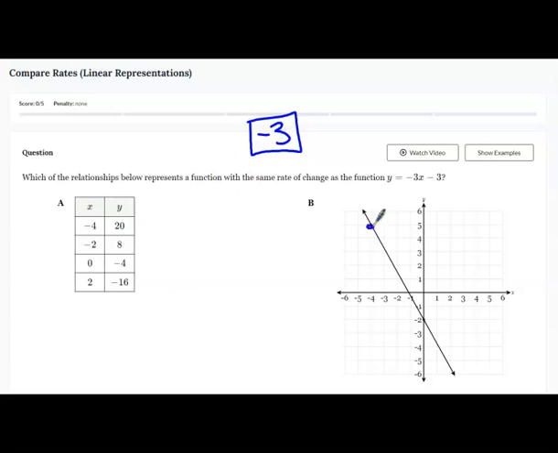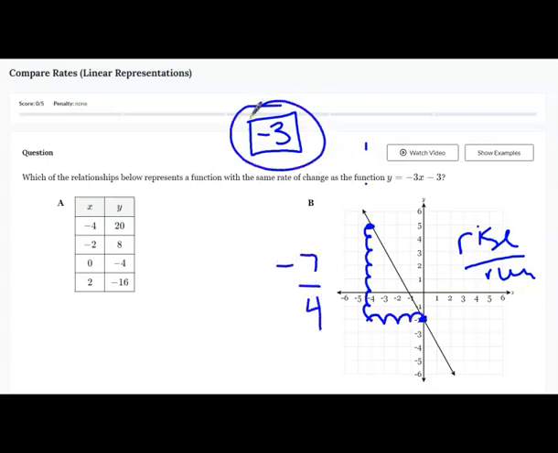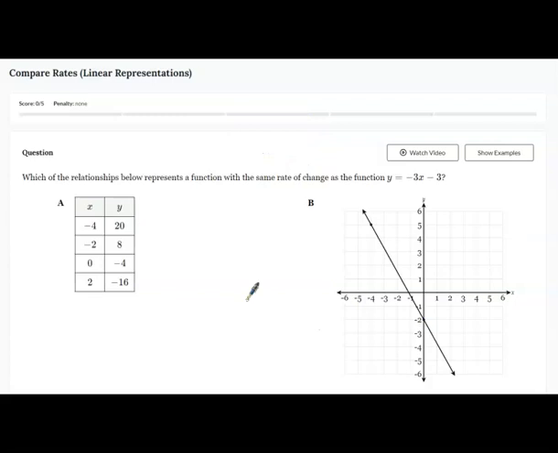So let's take a look here at our 2 points. We're going to count the rise and the run. And I go down 1, 2, 3, 4, 5, 6, 7. Then I go over 1, 2, 3, 4. Negative 7 over 4. That definitely does not match my magic number of negative 3.